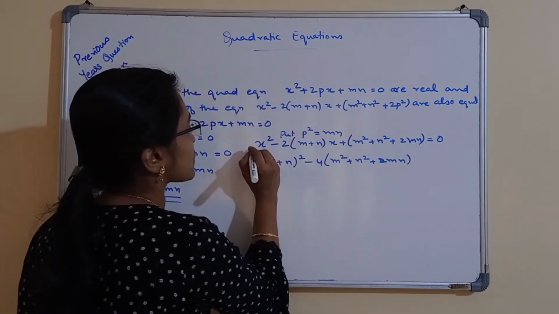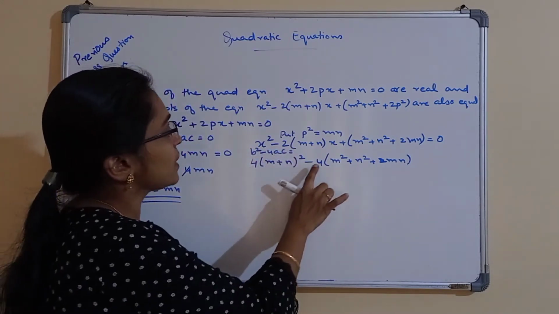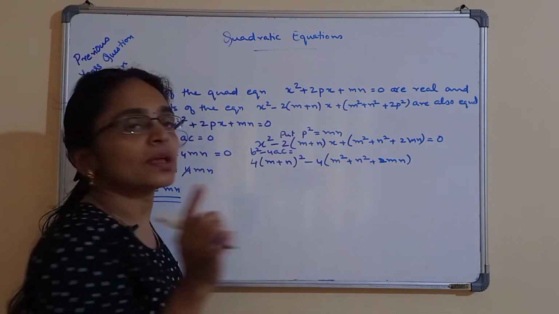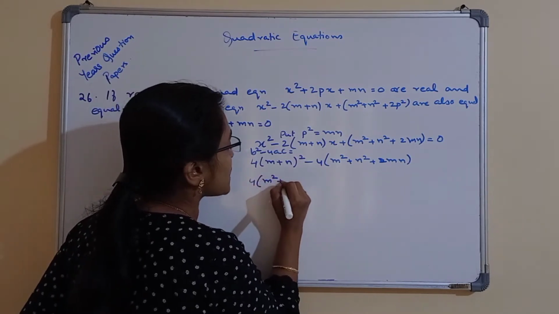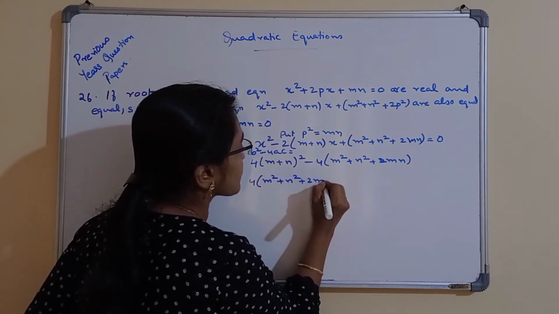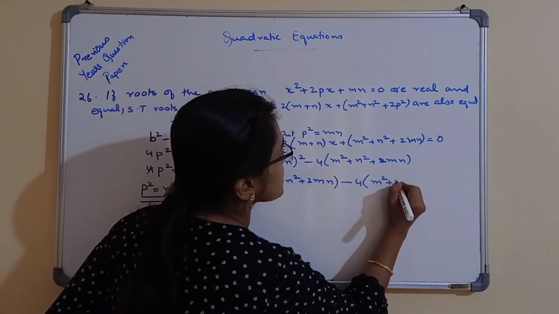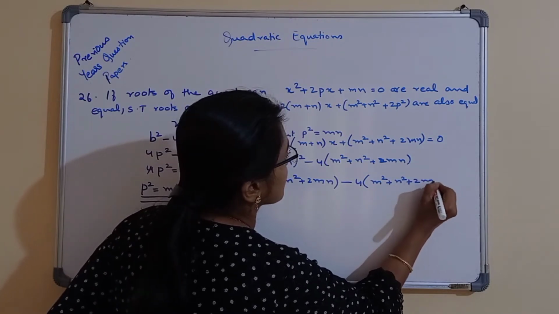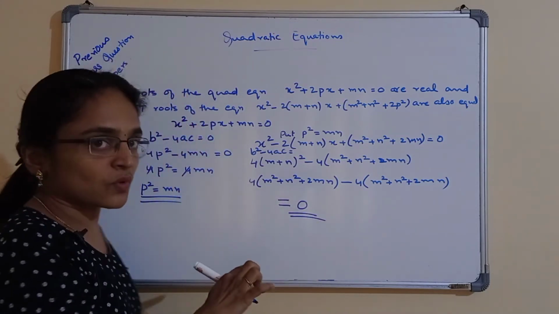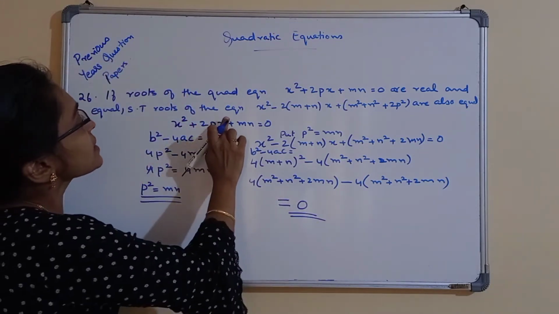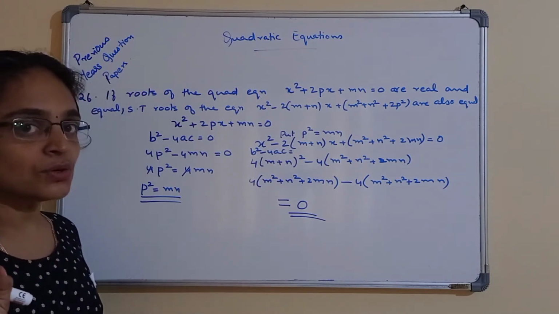It is b square minus 4ac, which is equal to 4 into (m plus n) the whole square minus 4 into (m square plus n square plus 2mn). And this is nothing but 4 into (m square plus n square plus 2mn) minus 4 into (m square plus n square plus 2mn). So, this is equal to 0. That is, b square minus 4ac equal to 0, which means this equation also has equal roots. Okay, understood?